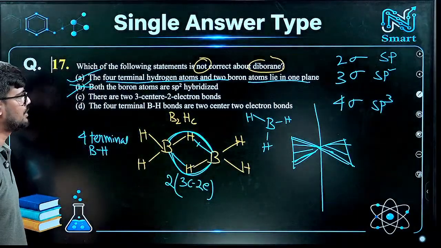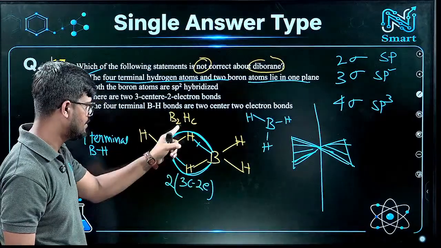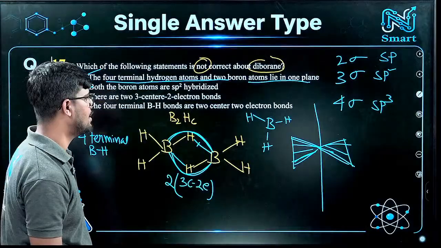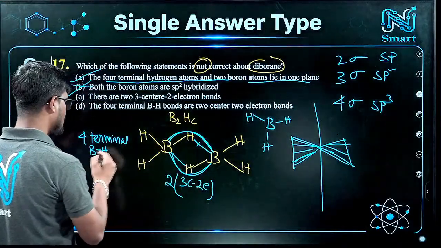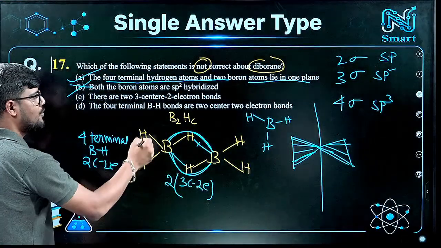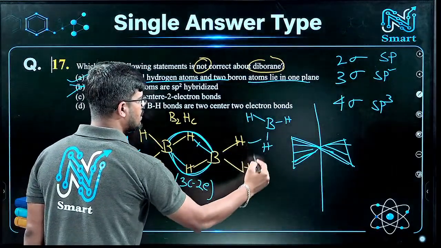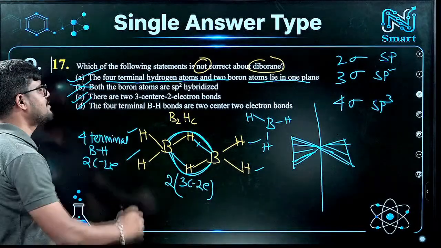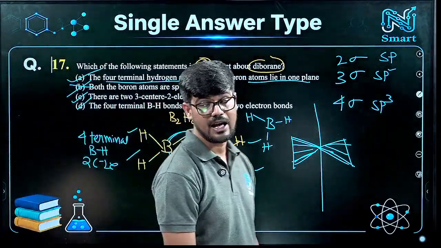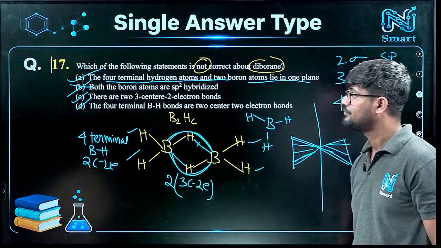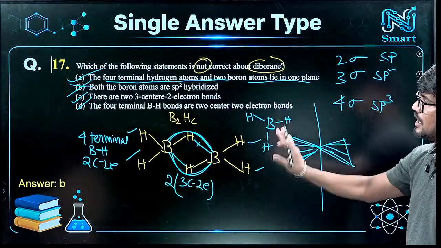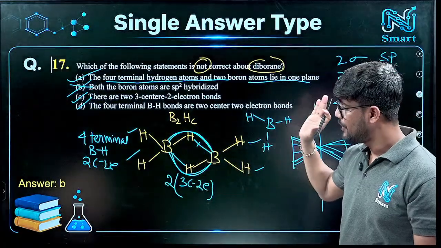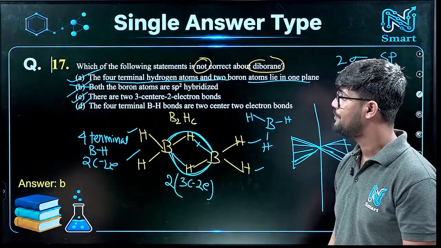B is wrong. 2 3 center 2 electron bonds, yes, we have this. 4 terminal BH bonds and 2 center 2 electron bonds. Yes, these 4 terminal bonds are 2 center 2 electron. All these 4 bonds, 1 2 3 4, they are 2 center 2 electron bonds. So the answer is B in this case. They have asked for the not correct one. Correct? The answer is B. So this is also a very important molecule. You must revise this molecule.